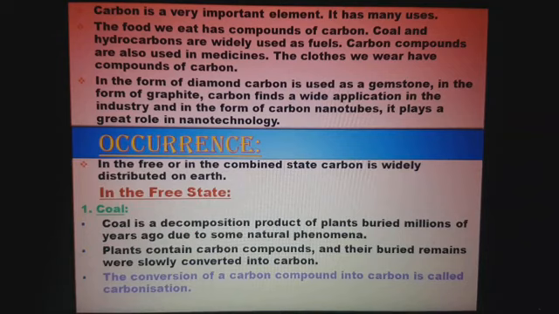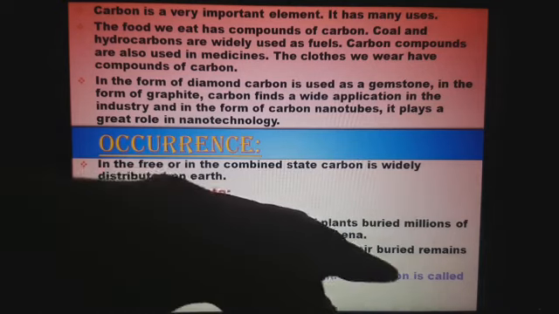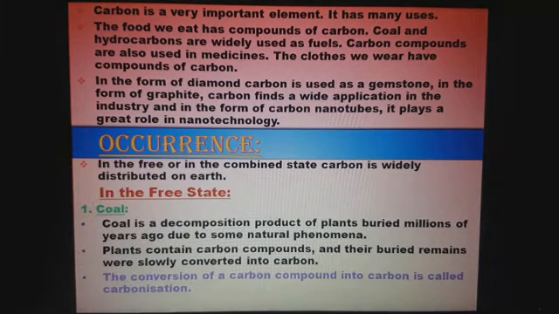Plants and animals contain what? Carbon compounds, and when they are buried, what happens? They slowly convert into carbon, and this is how coal is formed. The conversion of carbon compounds into carbon is called carbonization. So this process, known as carbonization, is how coal is formed: carbon compounds are converted into carbon. Okay, so I think this is clear.